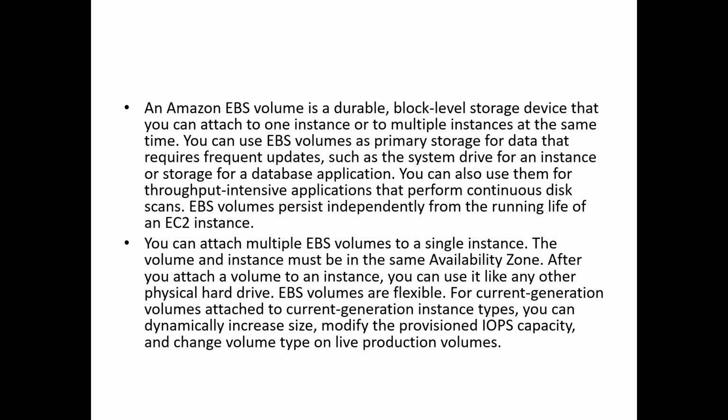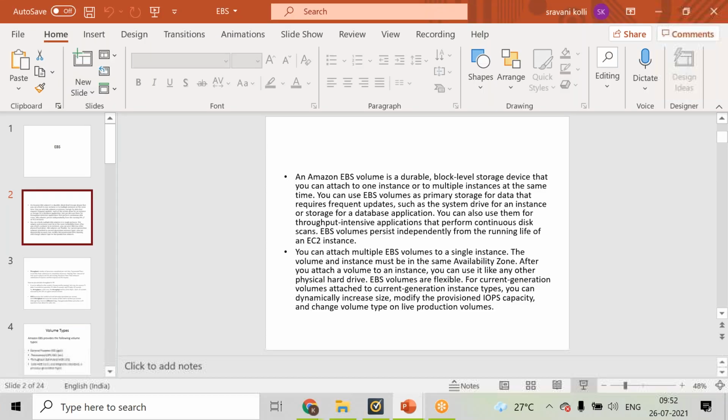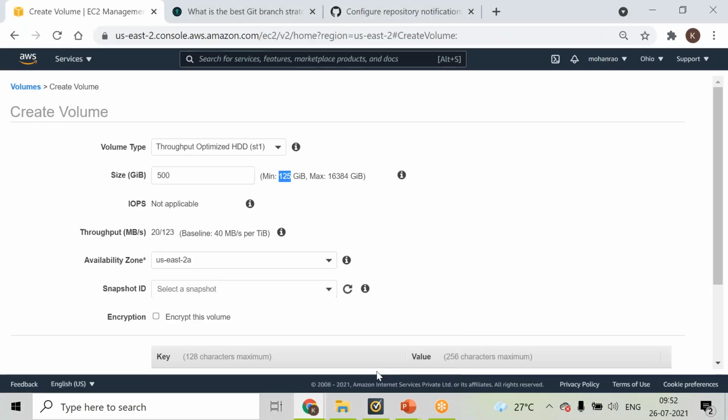And here another important thing I just forgot, sorry, another important thing which you have to remember is always you have to create the volume in the same availability zone as your EC2 instance. So let me just show you. This is another important thing. It's my bad. You have to remember this also.